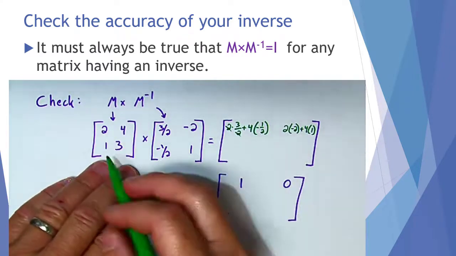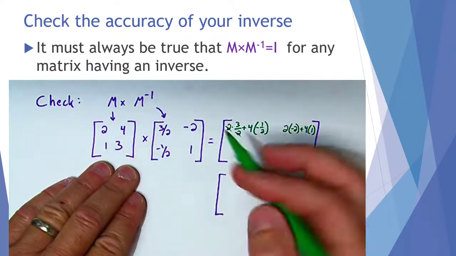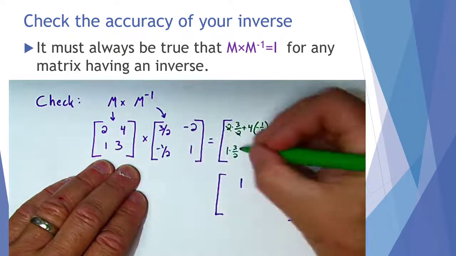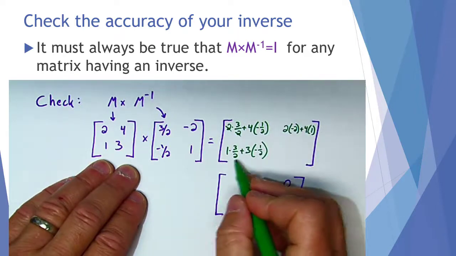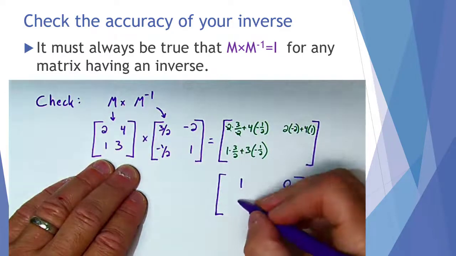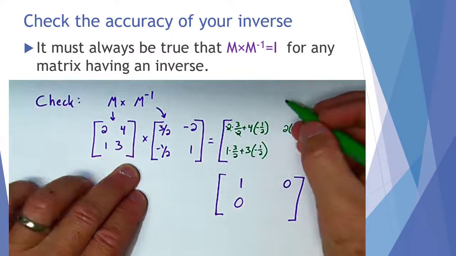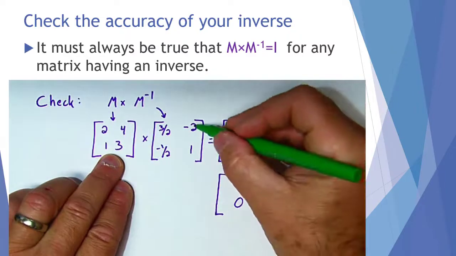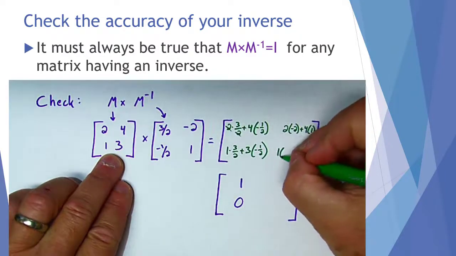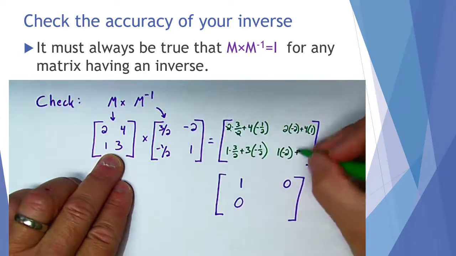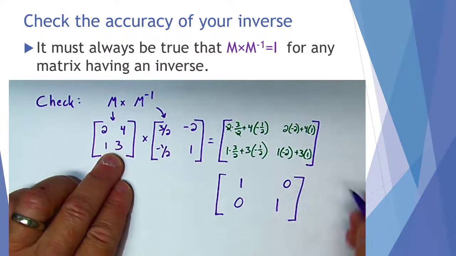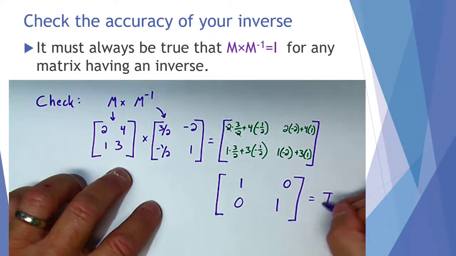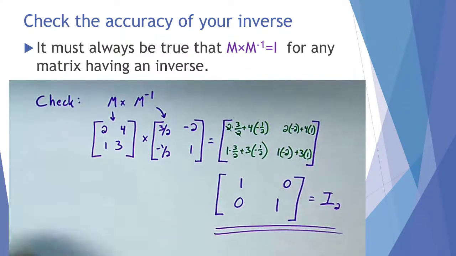The bottom left, let's take the dot product of the bottom row and the left column. That's 1 times 3/2 plus 3 times negative 1/2. That's 3/2 minus 3/2. The bottom left turns out to be 0. And the bottom right, that's 1, 3, dot product with negative 2, 1. 1 times negative 2 plus 3 times 1. And sure enough, that's negative 2 plus 3. That gives us 1. And there it is. Look at that. We got the identity of a 2 by 2 matrix. And so it worked. A matrix times its inverse gave us the identity.